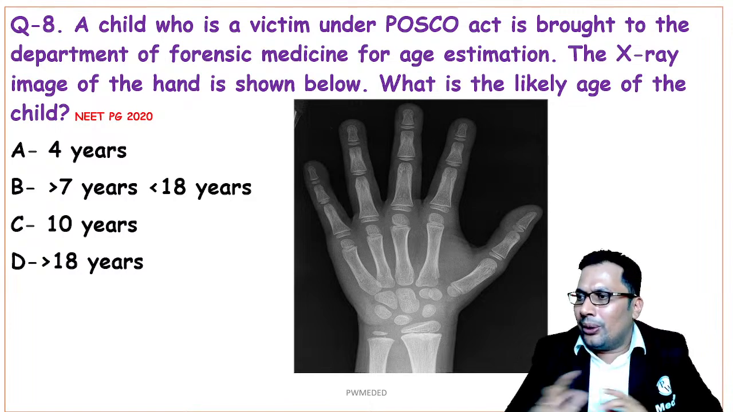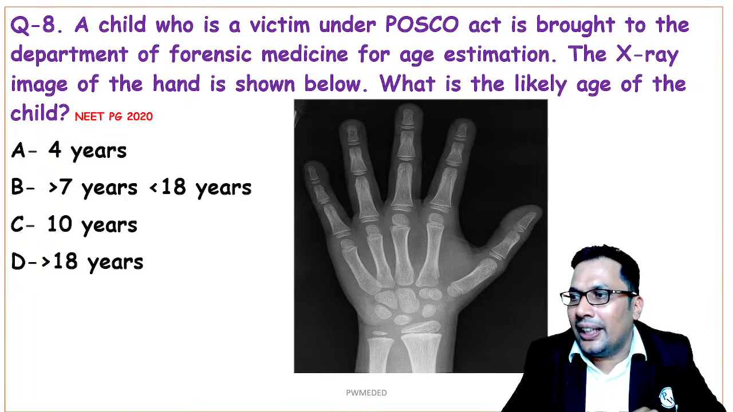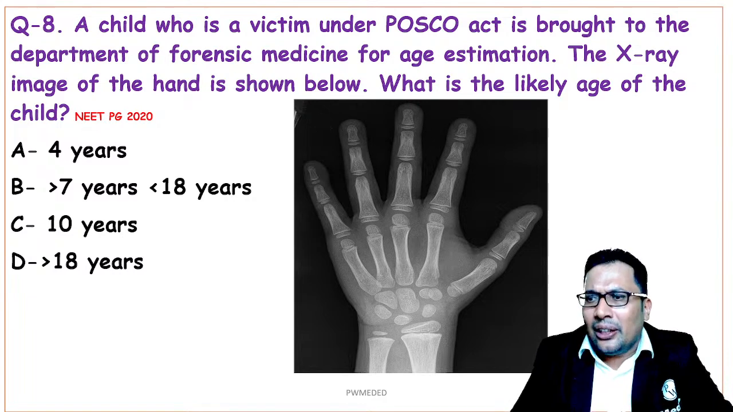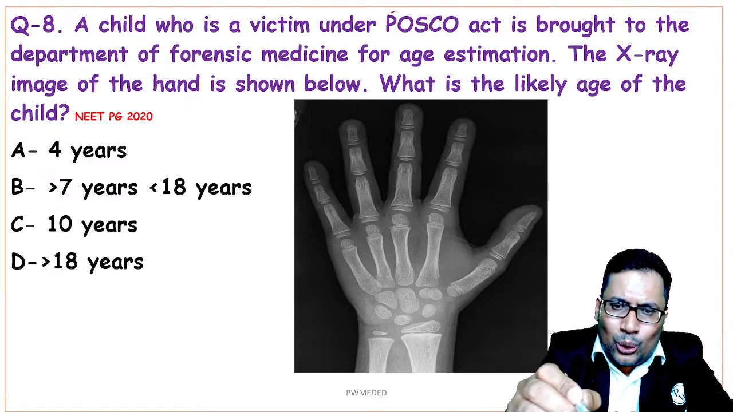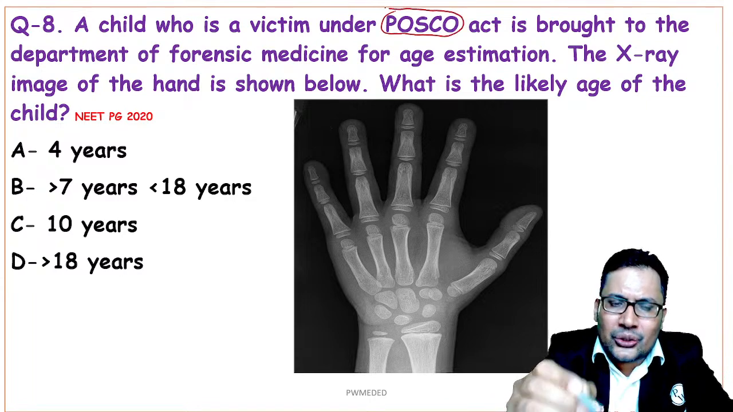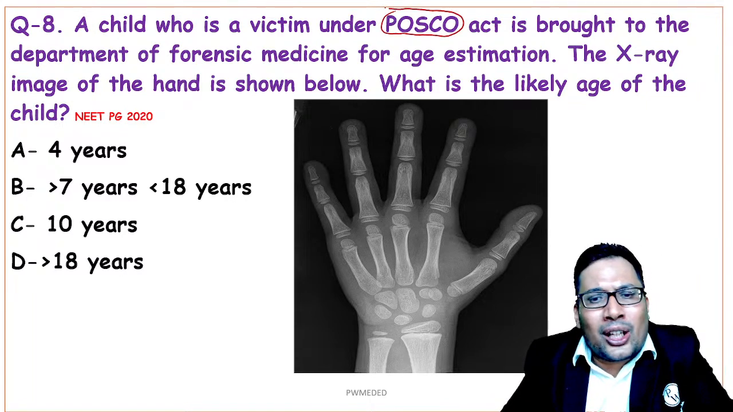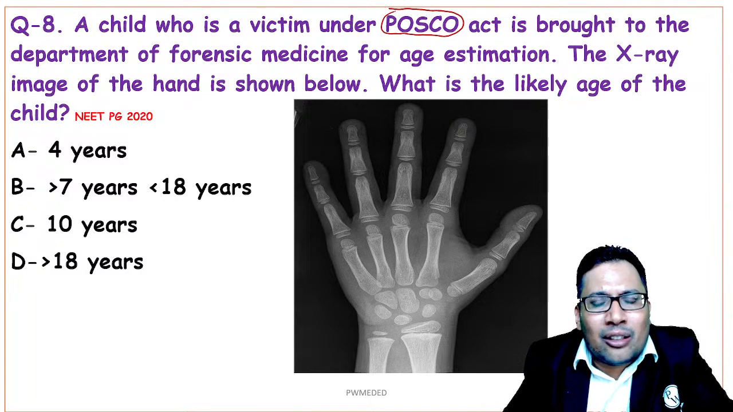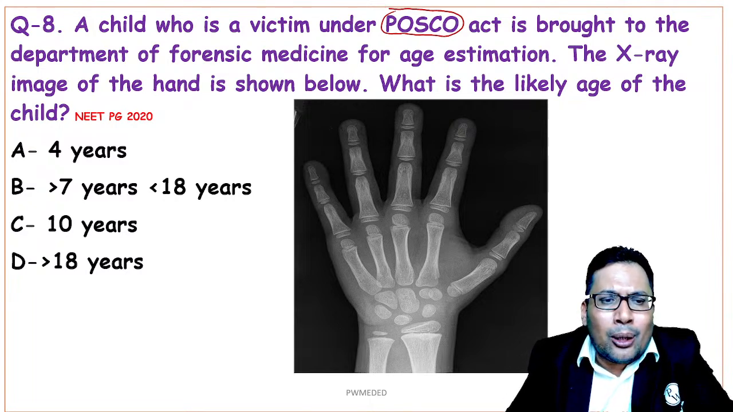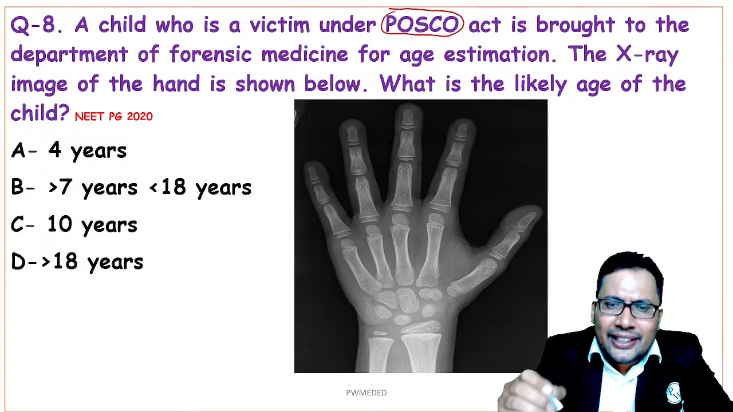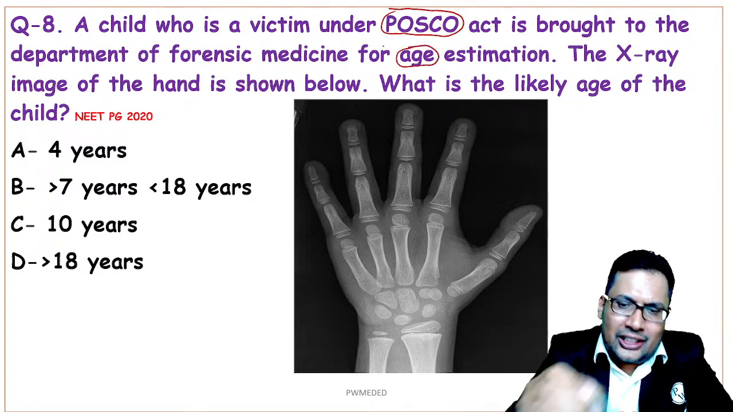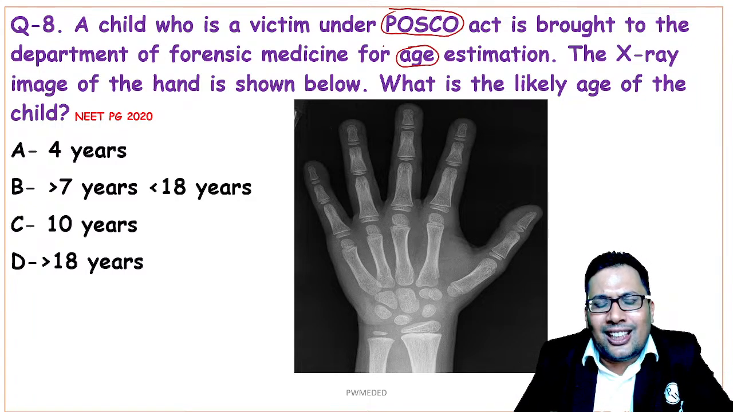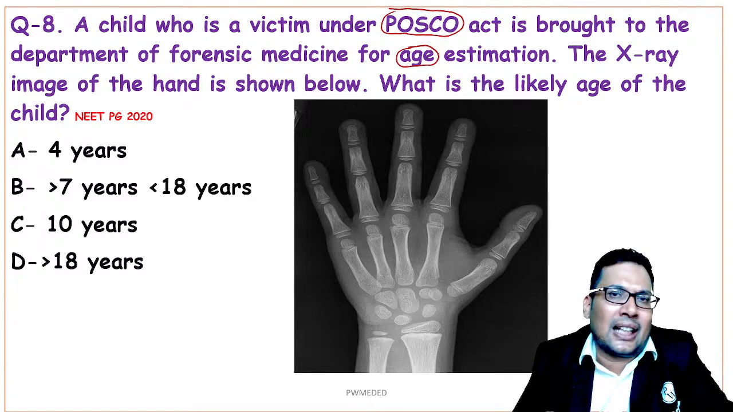Next question. Question number 8. A child who is a victim under POCSO, we discussed many times in our classes. POCSO means Protection of Children from Sexual Offences. The child is brought to the Department of Forensic Medicine for age estimation. The X-ray of the hand is shown below. What is the likely age of the child?